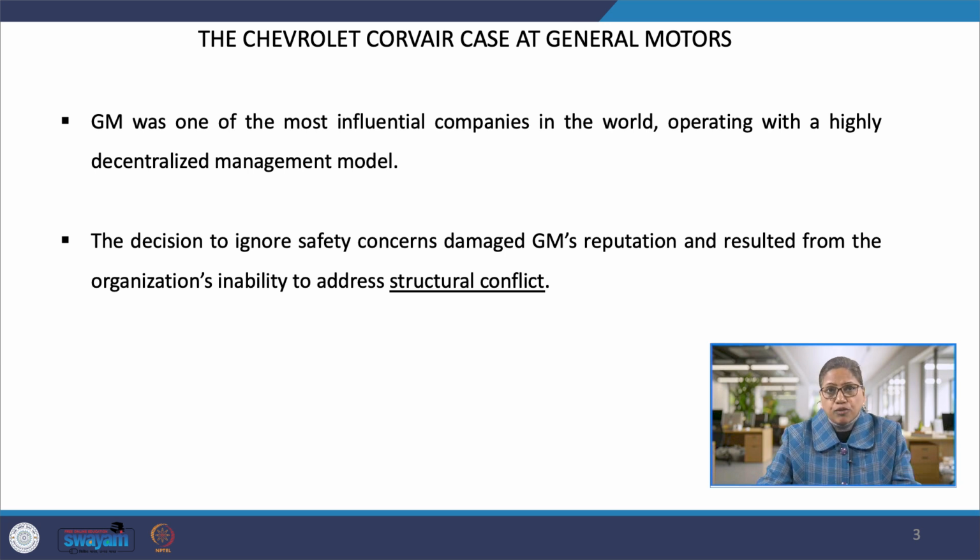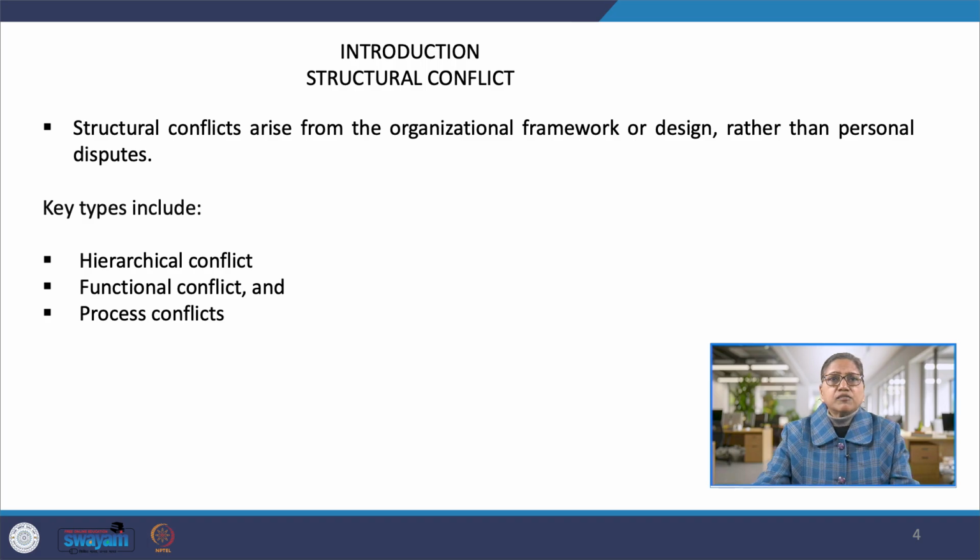to address structural conflict. So, we will understand what structural conflict is, the genesis of structural conflict, and the various types of conflict. Structural conflict arises from an organization's framework or design rather than personal disputes between the people working in different departments. Structural conflict stems from incompatible goals, competition for limited resources available in the organization like land, capital, machinery, manpower, and also role ambiguity.